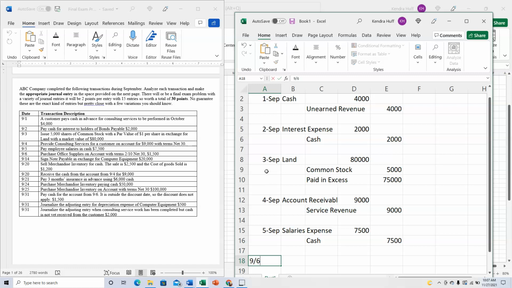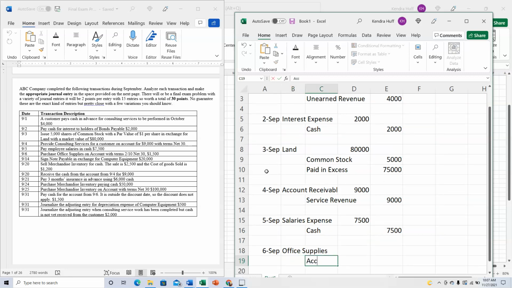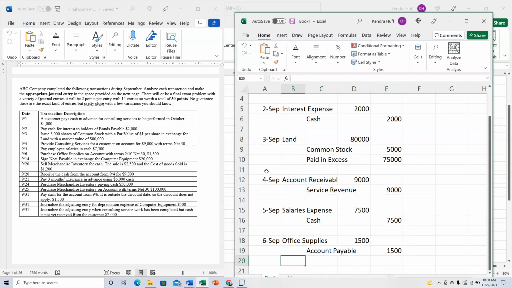9.6. Purchase office supplies on account. So I bought office supplies, so I'm going to debit office supplies on account, so it's accounts payable. And it was 1,500. I'm going to go ahead and write the terms here so I just remember them. And it's 2/10 net 30. So I get a 2% discount if I pay for them in 10 days.